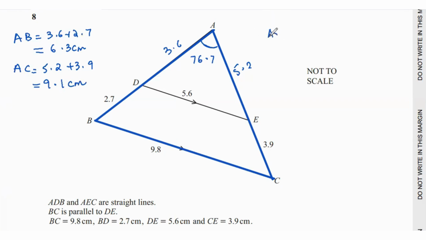So the area would be 1 over 2 times 9.1 times 6.3 times sine of 76.7. This is the formula that is used when you have two lengths and the angle between them in a non-right angle triangle. So we plug in the values in the calculator, and what we get is 27.9 centimeters squared. That is the area of the triangle ABC.